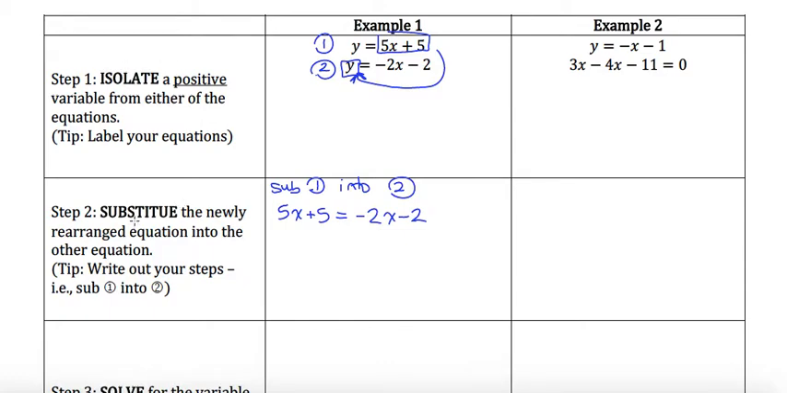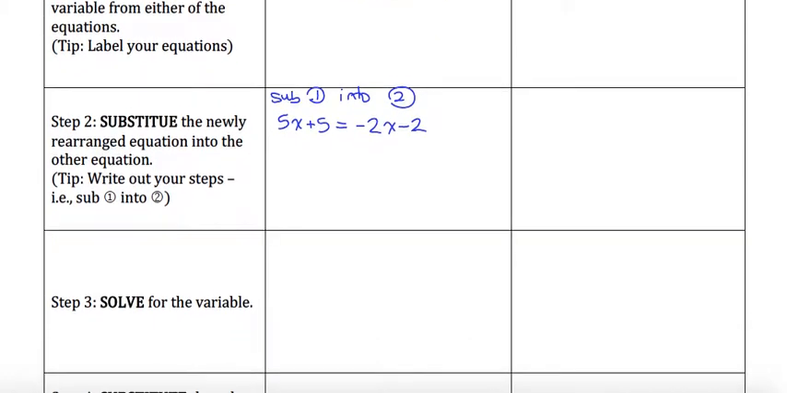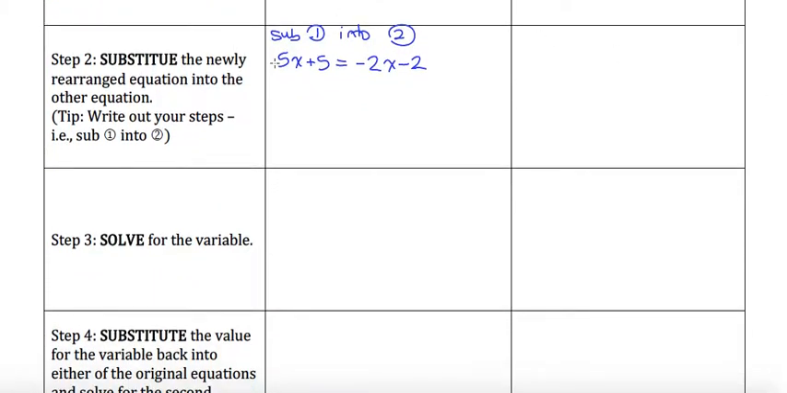So isolate, substitute. So step 3 is to solve for the variable. Once we've substituted the equation into the other equation, you'll notice we only have one letter left, which is what we want. So now we can solve for the letter x. And we do that by using our skills from algebra, by moving all of your variables to one side and all of your constants to the other side, and then solving for that value for x. So that's what we're going to do here.